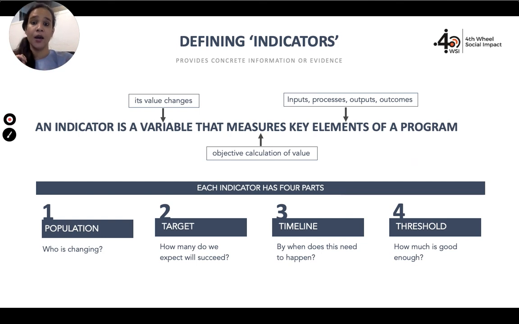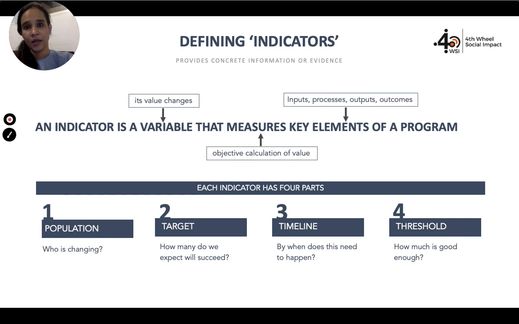So I'd like to begin with the definition of indicators: it is a variable, its value changes, it measures something, so it's an objective calculation of value, and it looks at key processes, or rather key elements of a program, whether it's inputs, processes, outputs, outcomes. And like when we have looked at a theory of change, for each outcome we need to have an indicator which measures the value change and the achievement of that particular outcome.